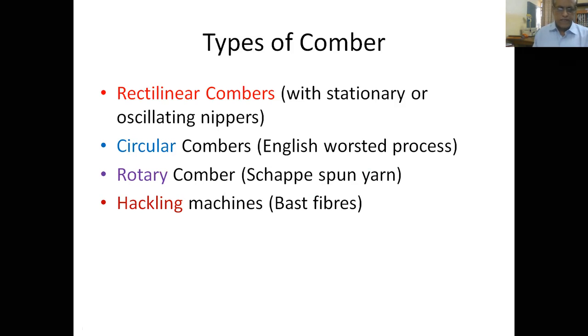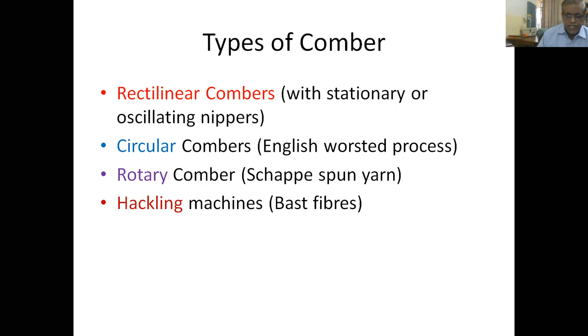And that's why yarn strength also increases. Then we come to the next topic: how many types of comber are there. Combers are of different types: rectilinear combers, circular combers, rotary combers, and heckling machines. Combers are used generally for natural fibers because there is a lot of variation in the length of natural fibers. Man-made fibers are not combed because they have equal length and impurities are of negligible amount.